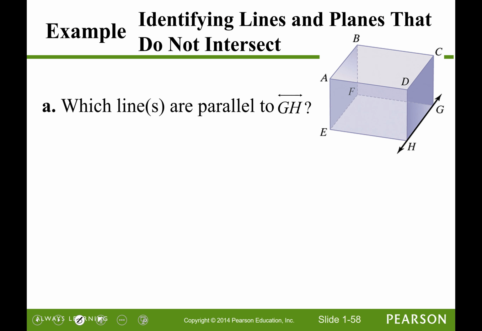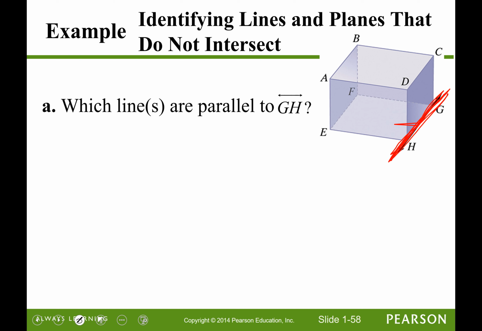All right, let's practice identifying lines and planes that do not intersect. A, which line or lines are parallel to GH? I like to trace GH with my finger just so it sets into my brain what I'm talking about. And now I address the question, which lines are parallel to that? All right, I see three of them.